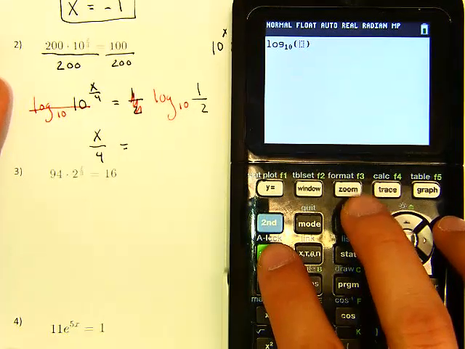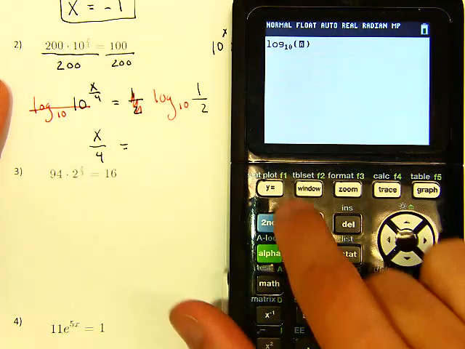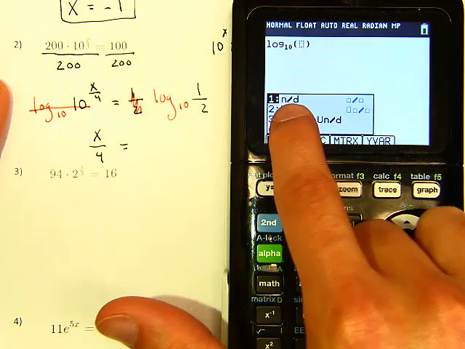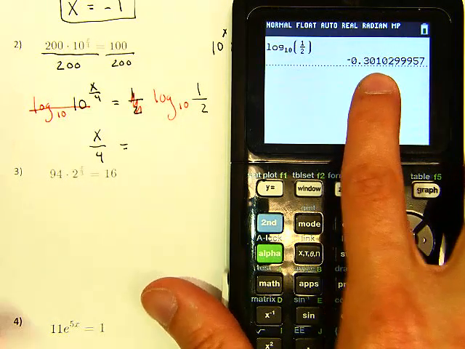And if you want to put in a fraction, look how you put in a fraction. You hit alpha, y equals, and then you see this n over d. You hit n over d, you hit enter, and then you have the fraction. So you put a 1 over here and a 2 over here and enter. And look at the value you get.